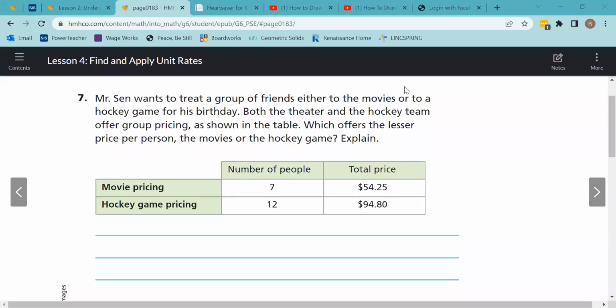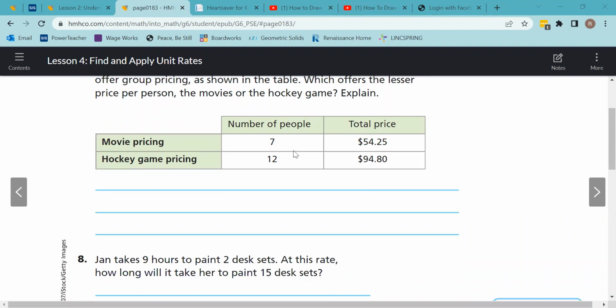Page 163. Mr. Sen wants to treat a group of friends either to the movies or to a hockey game for his birthday. Both the theater and the hockey team offer group pricing as shown on the table, which offers the lesser price per person, the movies or the hockey game. Again, I'm going to let you use a calculator. You are the luckiest ducks of 6th grade because this has never happened before in the history of 6th grade.